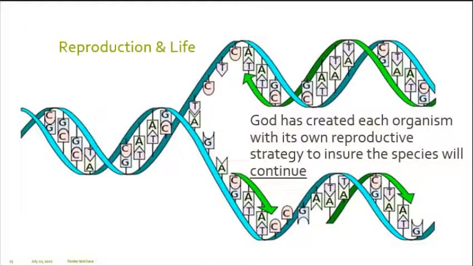God has created each organism with its own reproductive strategy to ensure the species will continue. All right, and there's a bunch of strategies out there for different life forms in order to reproduce. Two main ones, meiosis and mitosis, are what they're called. Those are just cell division. Cells are just making more cells.